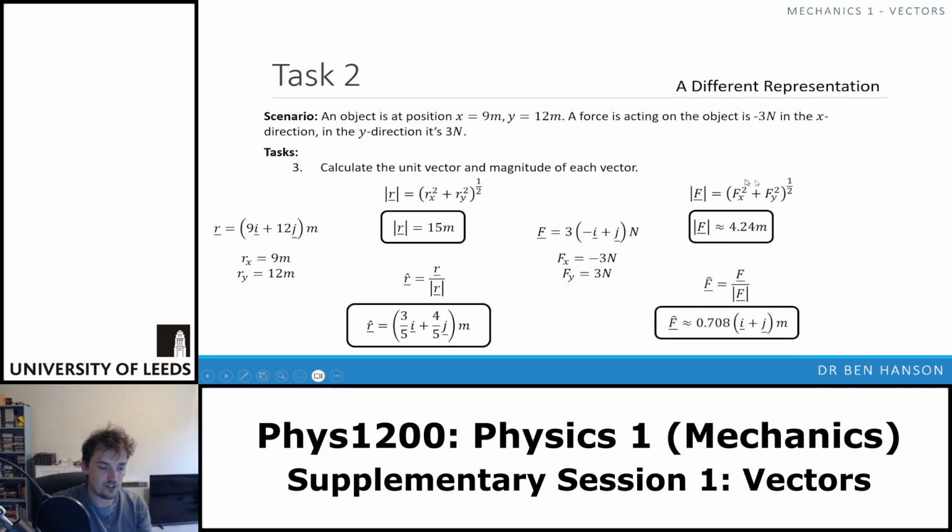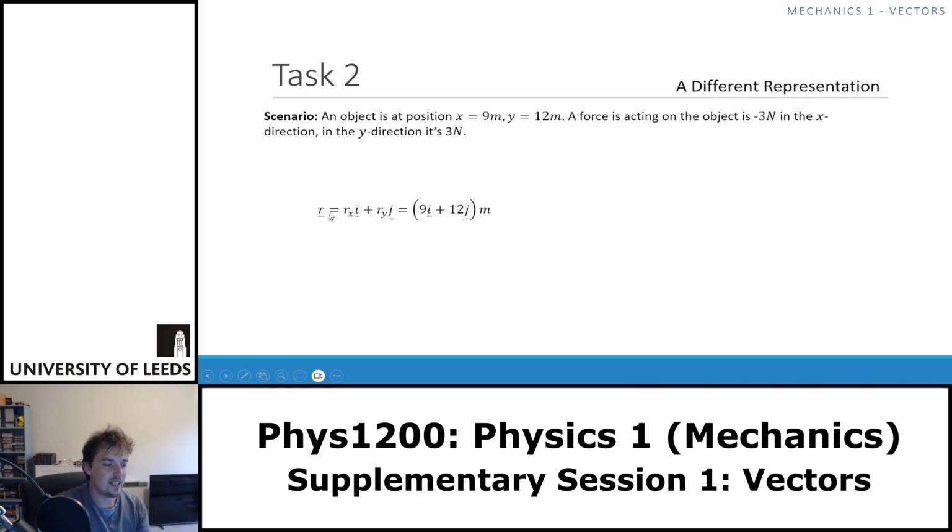So to get the unit vector, I just divide that original vector by 4.24, the magnitude. So 3 divided by 4.24 is 0.708. Oh, that's not i plus j. That's minus i plus j. That's a typo. I'll fix that. 0.708 minus i plus j. Because it's just this divided by the magnitude. So double check, the unit vector should have a magnitude of 1. So this squared plus this squared square rooted should equal 1. 0.708 squared plus 0.708 squared square rooted should equal 1. And they do.